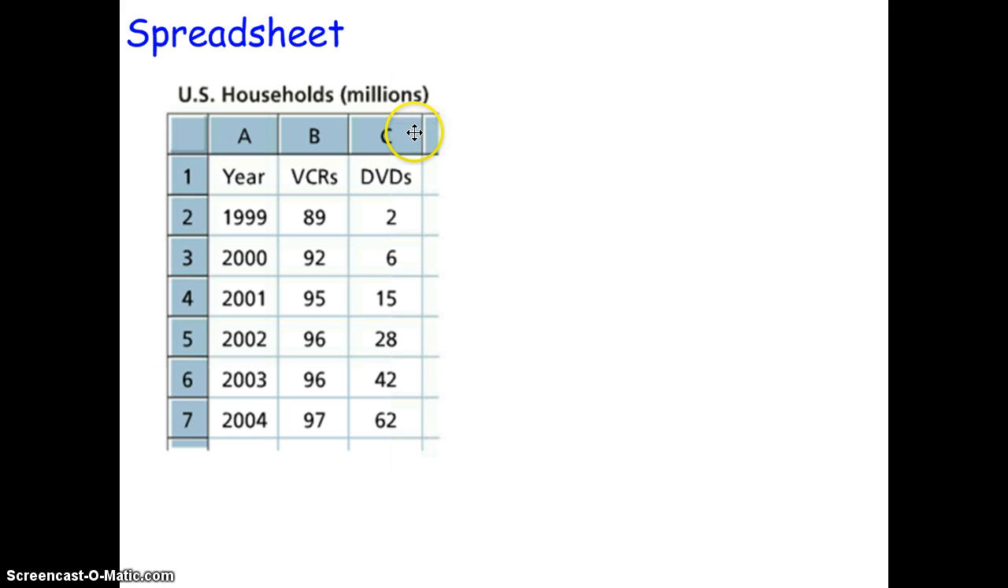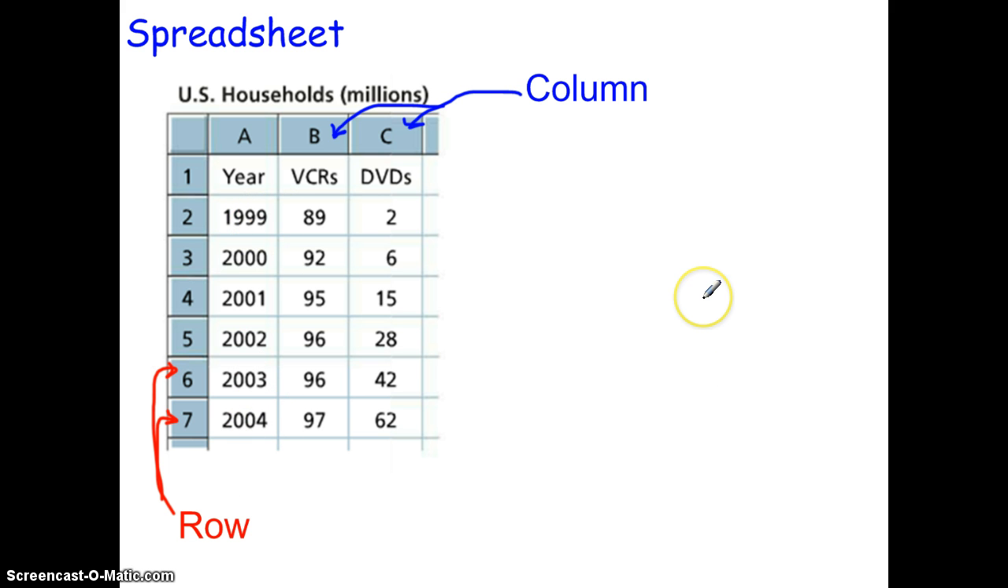Alright, and then they have different things here. So they have different columns. Okay, so these are the columns, and those are usually in letters A, B, C, D, and so on and so forth. Columns are going up and down, and these columns are labeled with year, VCRs, and DVDs. Okay, and then you have rows. Rows, obviously, going across like this, and these are the different years from 99 to 2004.